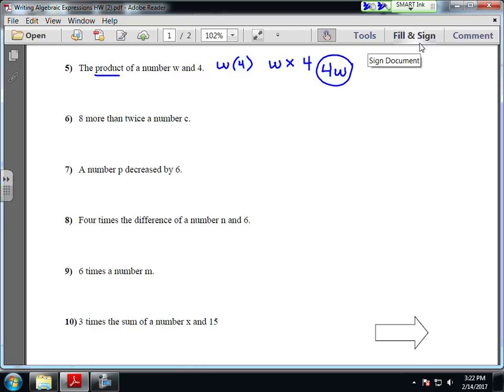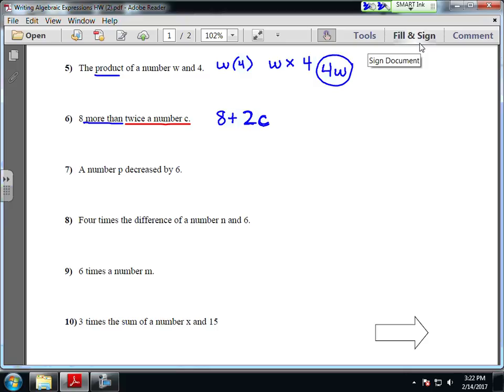Okay, let's take a look at number 6. It says 8 more than twice a number C. So there's 2 things happening here. How do I write 8 more than? I have to do 8. What does more than mean? Check your chart. It means add. Now I have to do twice a number C. What does twice mean? Twice means 2 times. So we want to do 2 times C. 8 more than twice the number C.